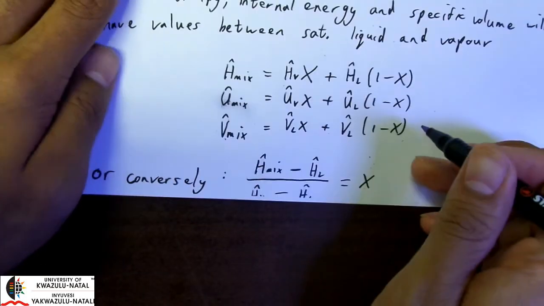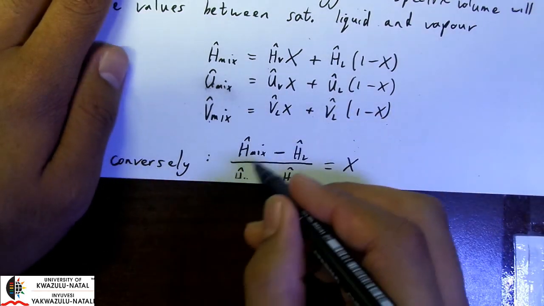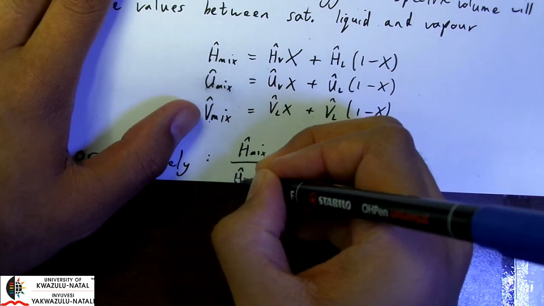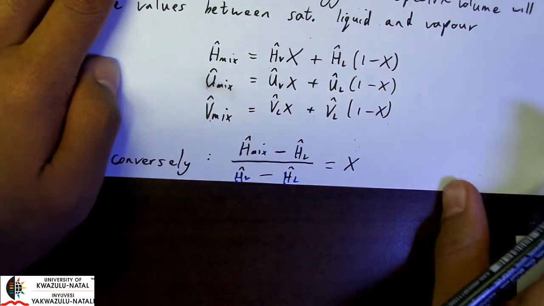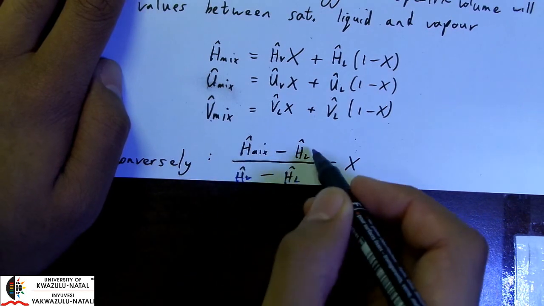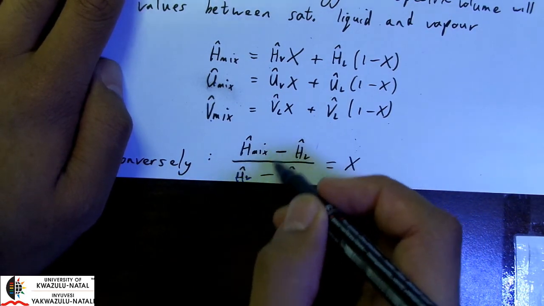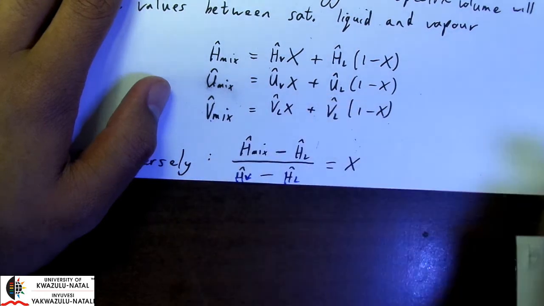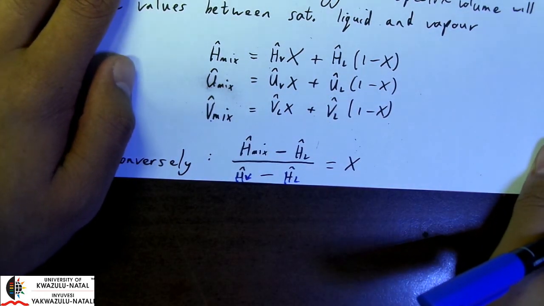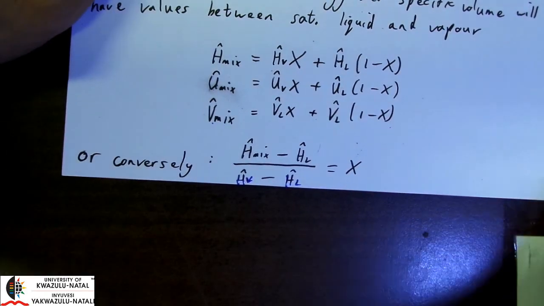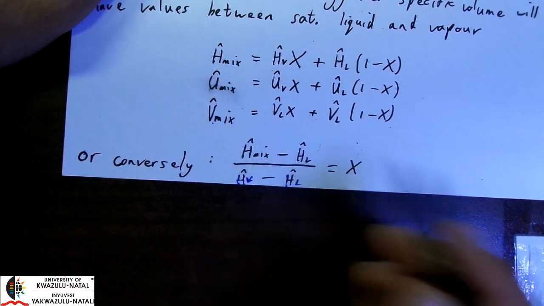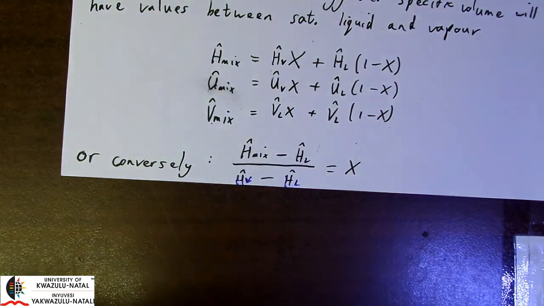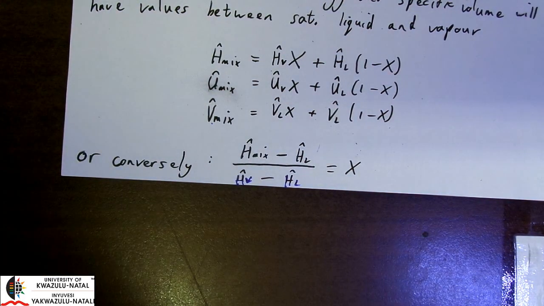in terms of X. We can also write X in terms of our mixture enthalpies, where X is equal to H mix minus the saturated liquid enthalpy, over the difference between the saturated vapor and saturated liquid enthalpies. We can also express X in the same way in terms of internal energy and specific volume. So let's look at an example.